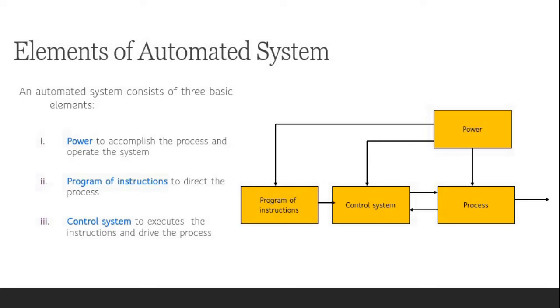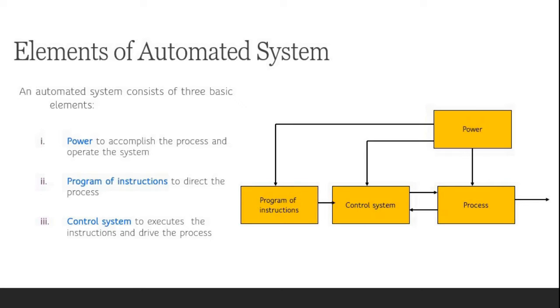So it has power to accomplish the process and operate the system, and we can see that there are three arrows, which means that each of the components or elements of automated system basically needs power. So program instructions feed to the control system, and so the program of instructions will direct the process, and the control system executes the instruction and drives the process.